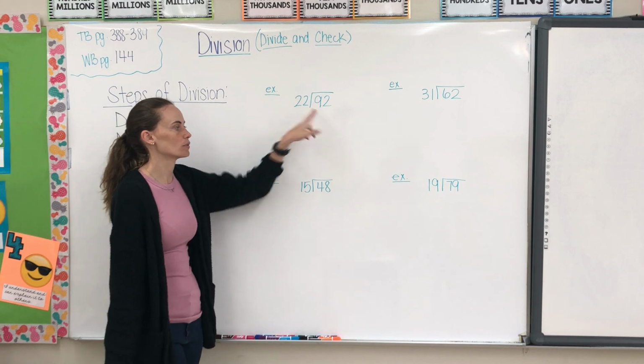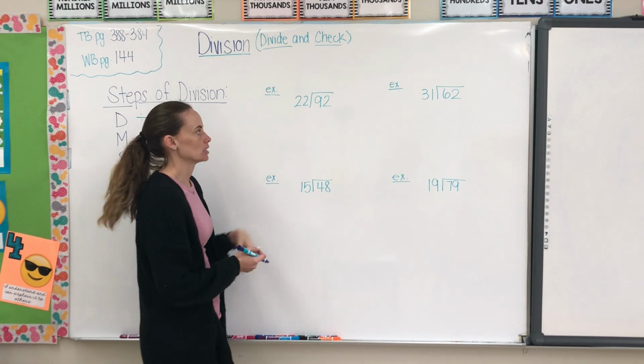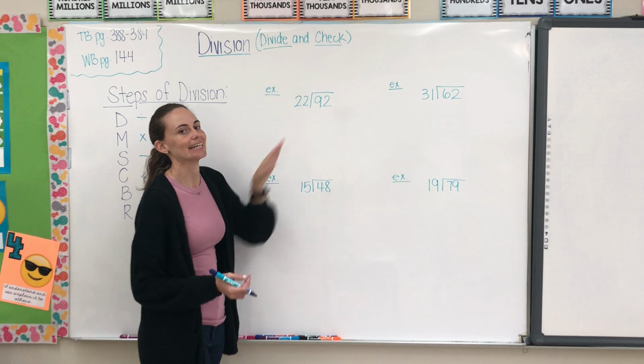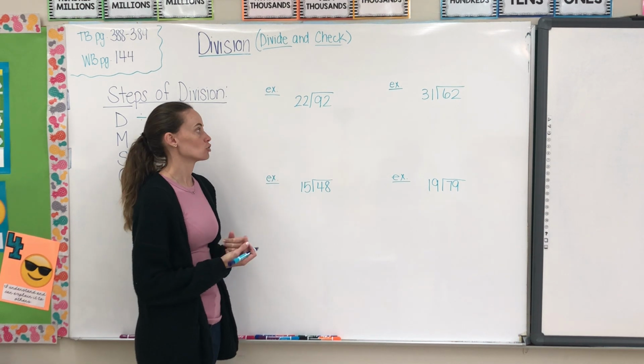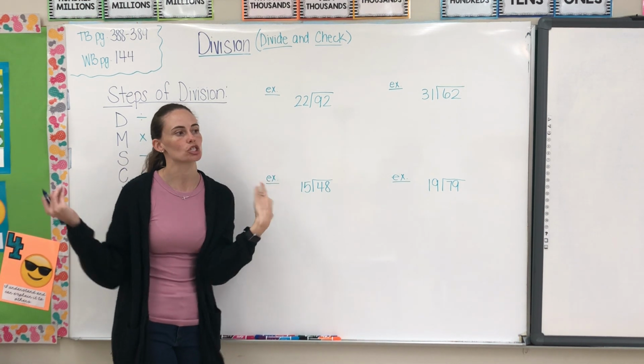22. Can 22 go into 9? No. So we're going to do 22 into 92, right? So 22 times what is close to 90?